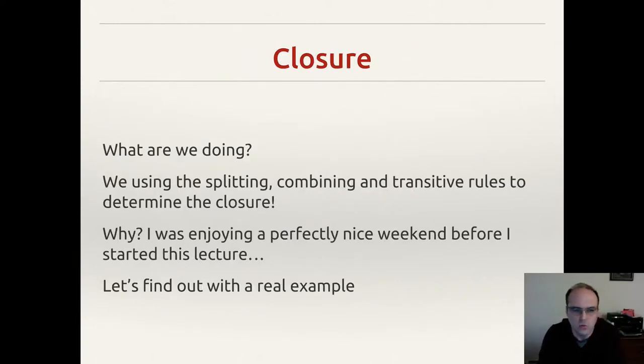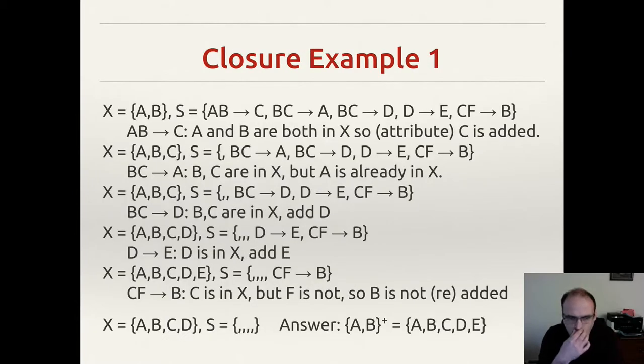So what were we doing here? What was all this accomplishing? We're using the splitting rule, because remember we used that at the beginning to break up functional dependencies that did not have a right side of just one attribute. We're using the combining and transitive rules now to determine the closure. If you look at what we're doing here with the transitive rule, this is very similar to what we were saying before.